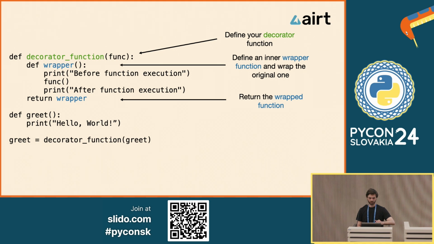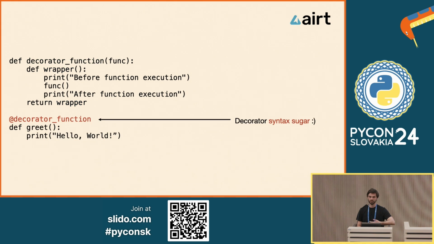After that, to decorate it, you just replace your original function reference with the decorator function in which you pass the original function. The usual way, I believe, that people are used to is this. So this is decorator syntax sugar. The past slide shows how it's done in Python under the hood. So to decorate this, you just do @decorator function.